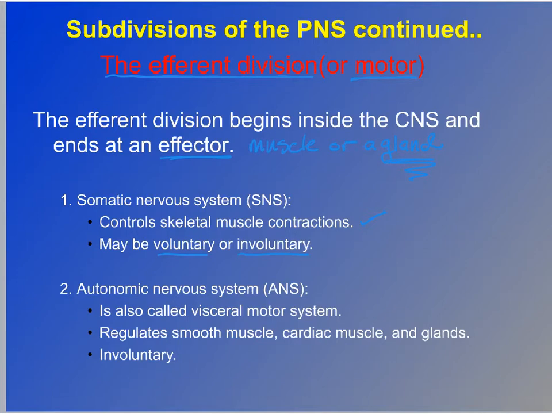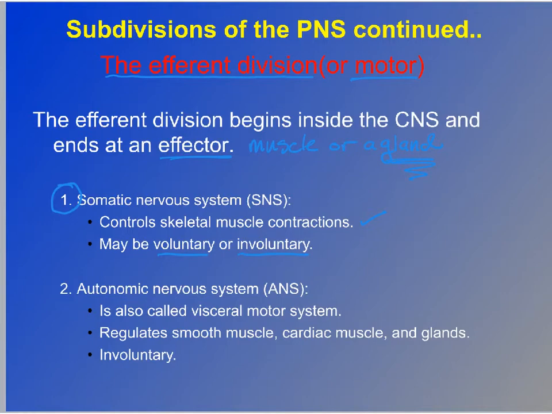So blinking the eye or the startle reflex, those would be contractions of skeletal muscle, but they're involuntary. So that information travels out a special subdivision of the efferent division called the somatic nervous system. So the somatic division of the efferent division of the peripheral nervous system is sending out information to skeletal muscle.